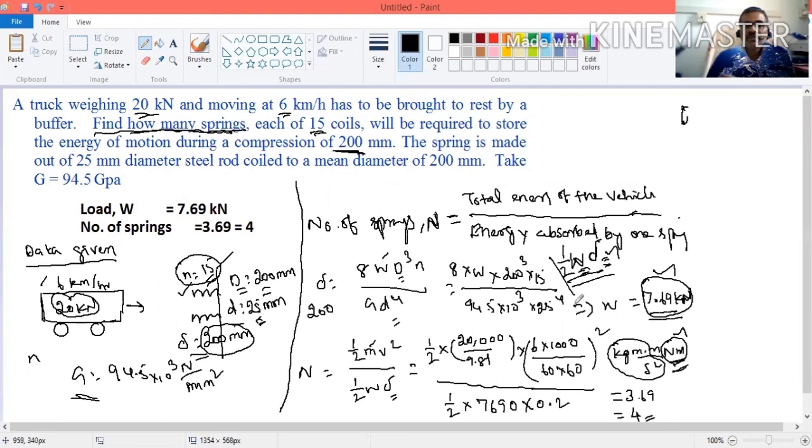So now, what do you need to calculate? We need to calculate the number of springs. Number of springs is equal to 4. The number of springs required to stop this truck of 20 kilonewton weight and moving at 6 kilometer per hour is 4 springs. So this is the way you have to solve this problem.